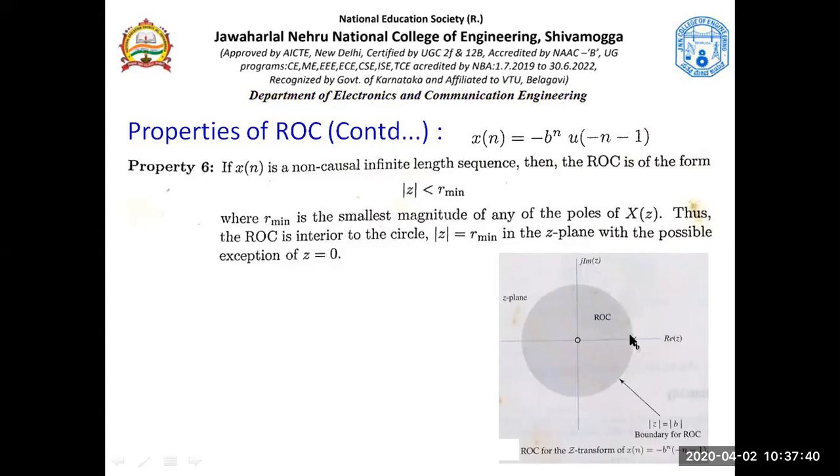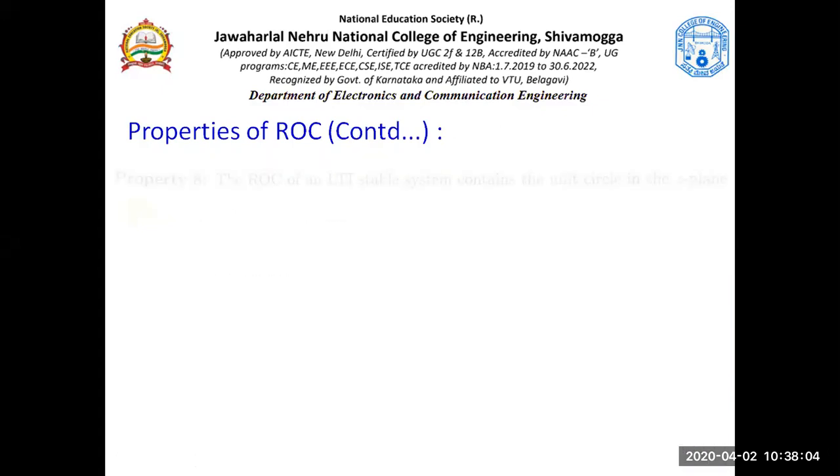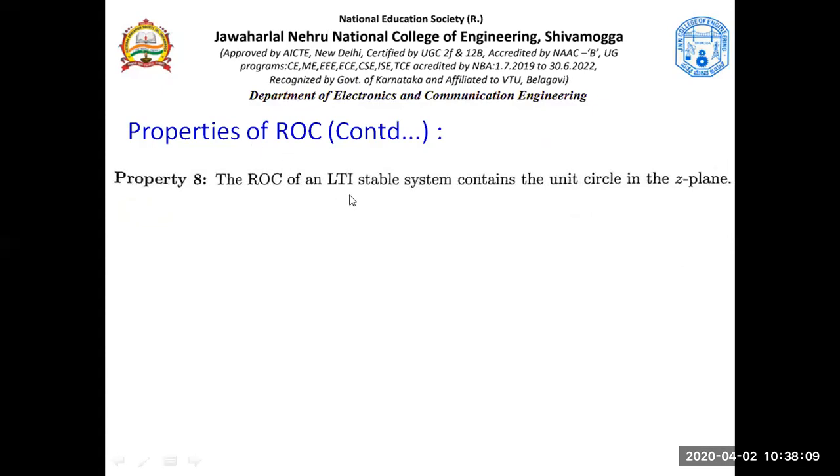What happens if B is less than 1? If B is less than 1, the unit circle would be outside the region of convergence. Understand? If it is outside the region of convergence, then the system is not stable. That is what the eighth property is talking about: the ROC of a linear time invariant stable system contains the unit circle in the Z plane.